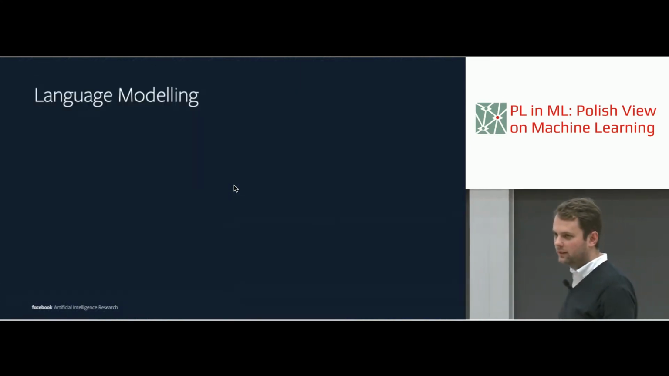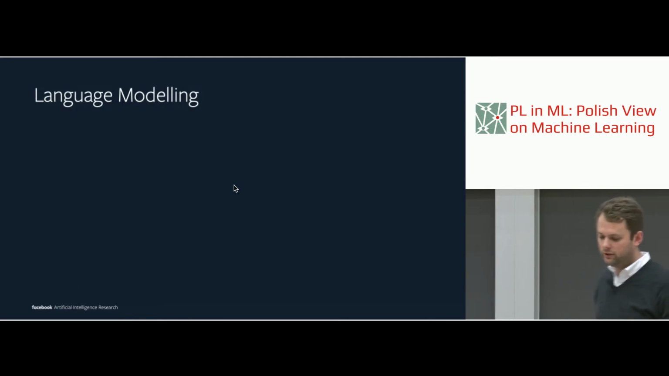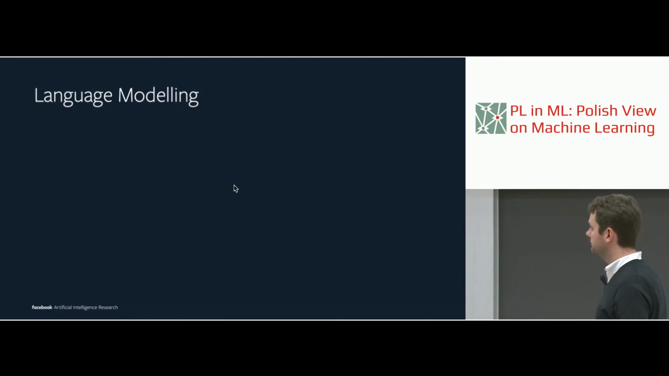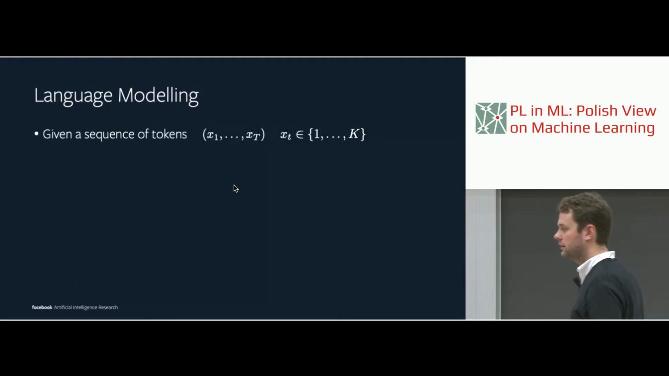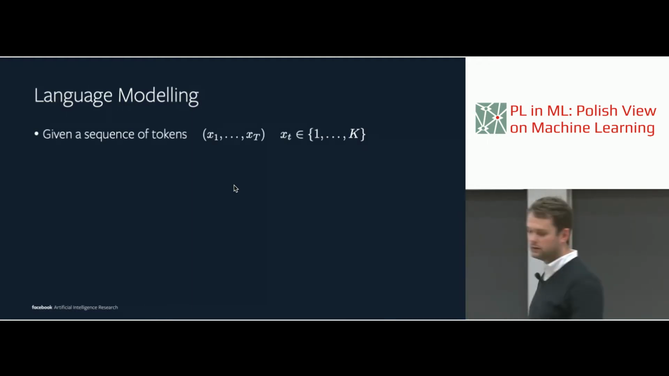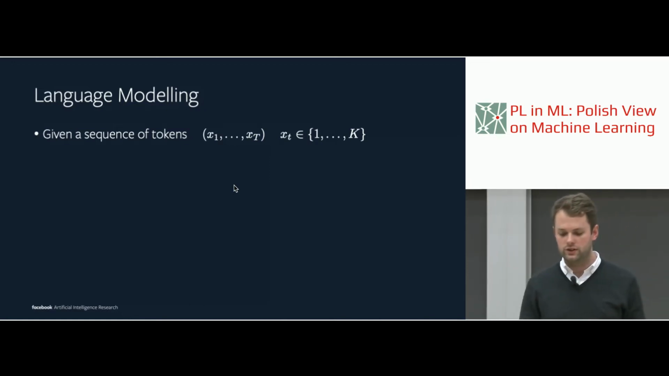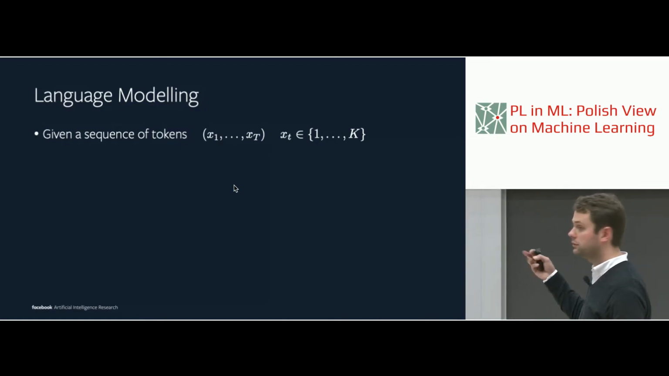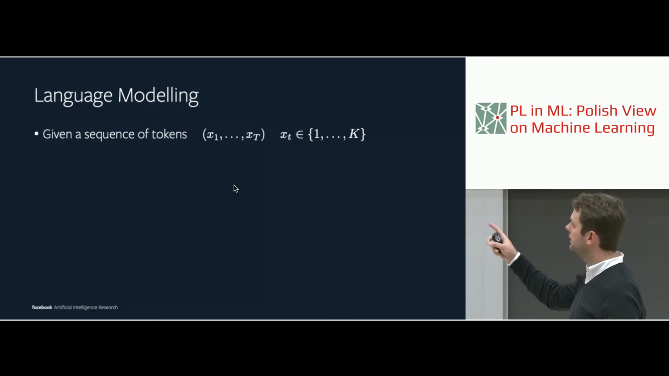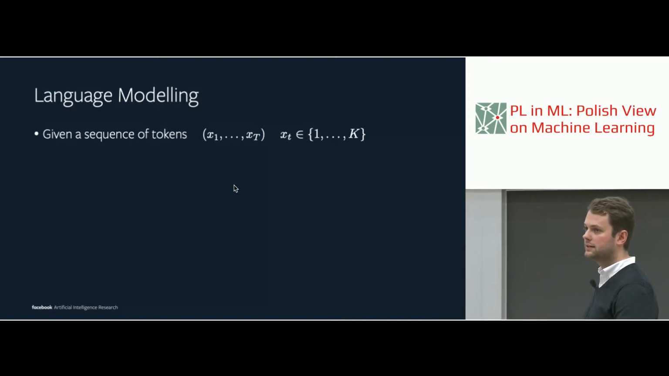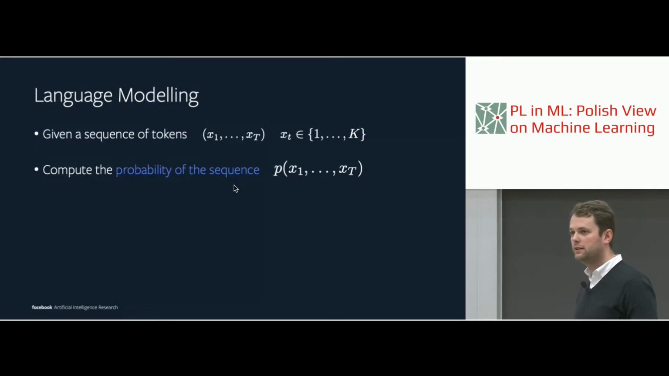So, let me start this part by talking about language modeling. Language modeling is a problem where, given a sequence of tokens x1 to xt, with each xt being in the set 1 to k, so k is, for instance, the number of words, and x1 to xt is going to be a sequence, let's say, a Wikipedia article. The goal of language modeling is computing the probability of a sequence, the probability of seeing this particular sequence of tokens.